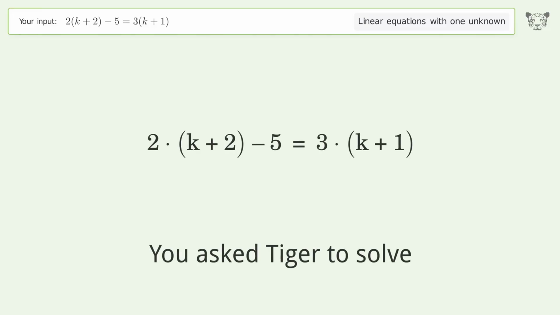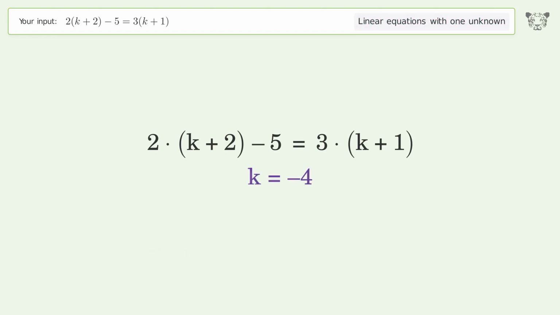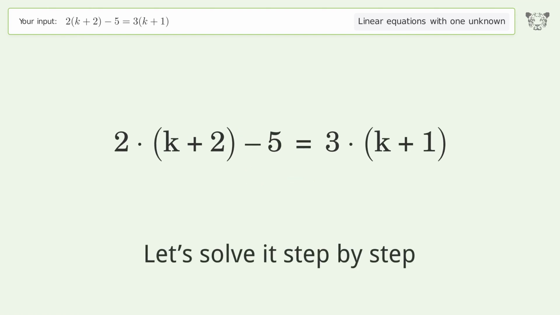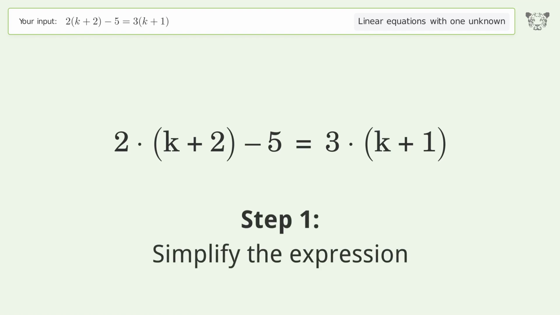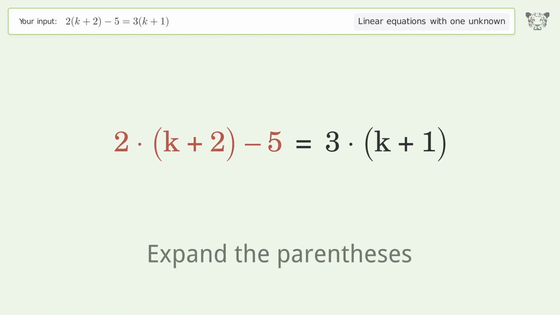You ask Tiger to solve. This deals with linear equations with one unknown. The final result is k equals -4. Let's solve it step by step. Simplify the expression. Expand the parentheses.